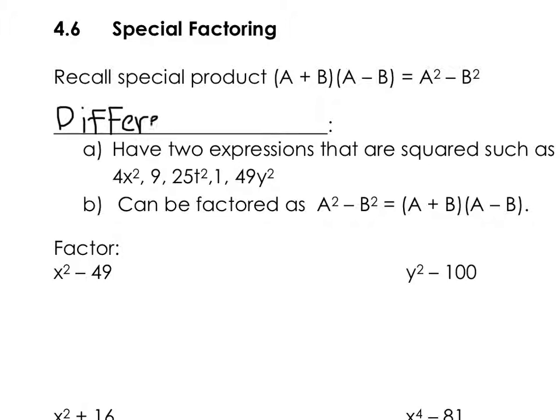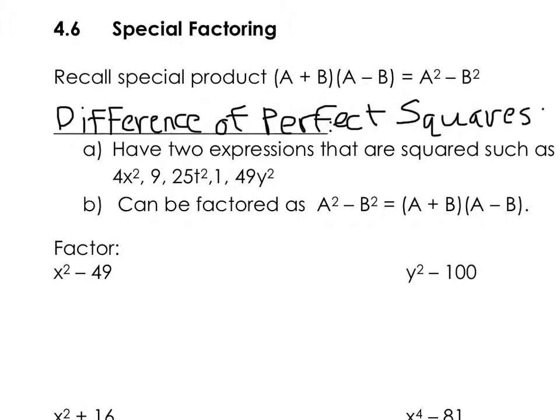The difference of perfect squares. So if you have two expressions that are squared, such as 4x squared, which is the quantity 2x squared, 9, that's 3 squared, 25t squared, that's 5t squared, 1, that's 1 squared, and 49y squared is 7y squared. If you have the difference of those expressions, then it can be factored as a squared minus b squared equals a plus b times a minus b.